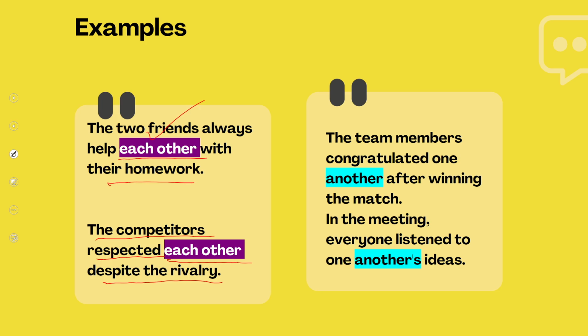Next, we have an example. The team members congratulated one another after winning the match. Again, the action is mutual and they have a relationship because everyone congratulated everyone. So hence we use the reciprocal pronoun one another. In the meeting, everyone listened to one another's idea.